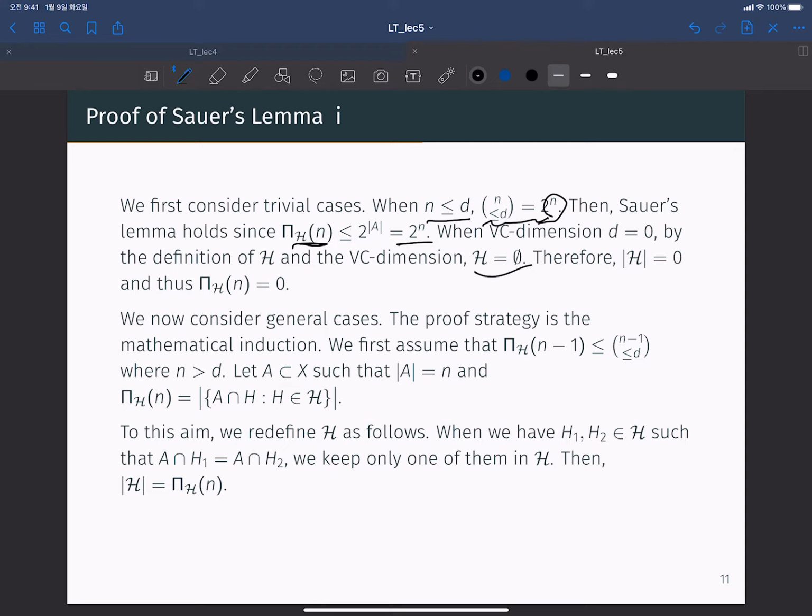H is just the empty set because VC dimension 0 means we cannot make any discrimination even for a single input data point, which means the hypothesis class is just empty. So we have a zero hypothesis. So we have this trivial bound.